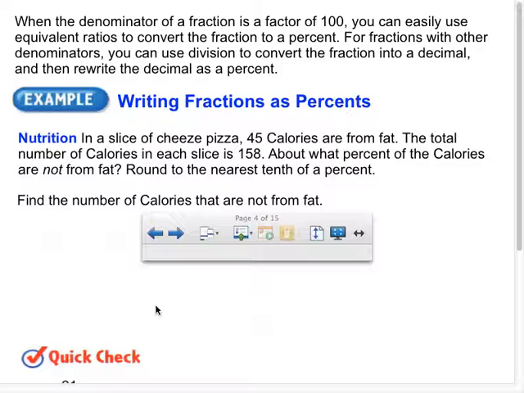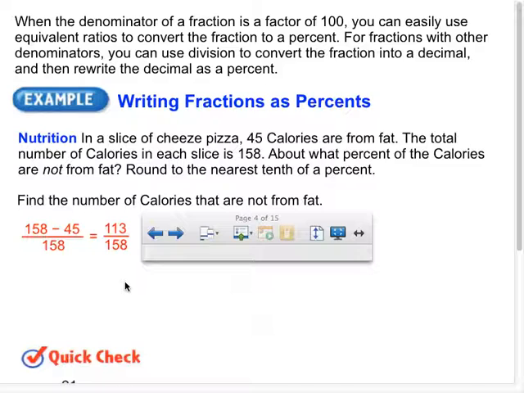158 over 45. Can somebody help him out? Think about yesterday's problem. Miranda? You have to subtract the amount of fat from the total calories. Very good, Miranda. You have the total calories 158 altogether, right? They're saying 45 of them are from fat. They want to know how many are not from fat.